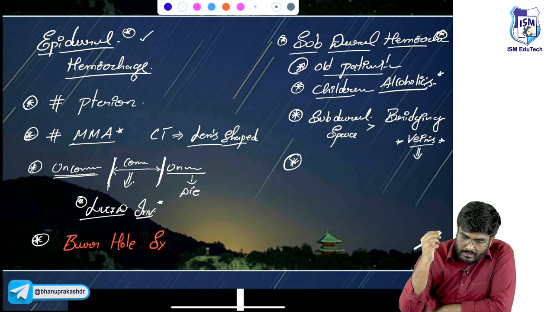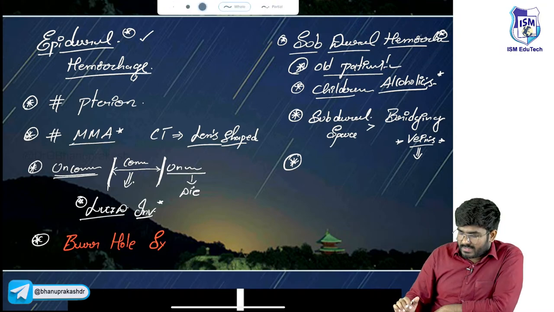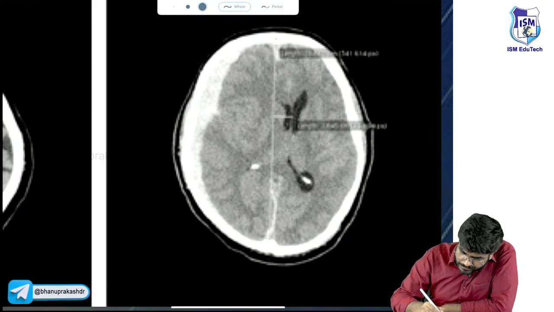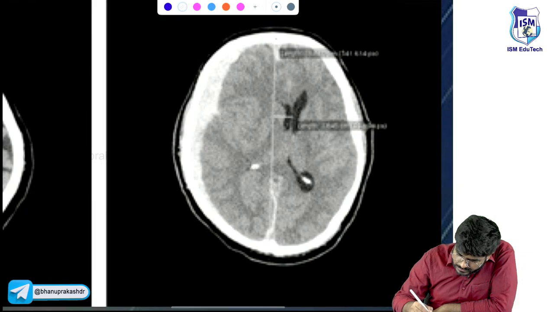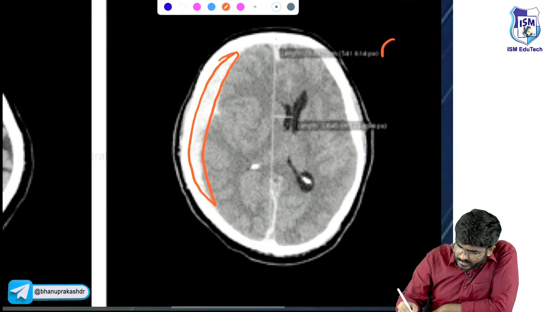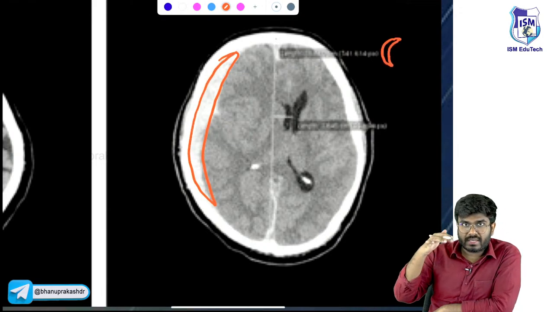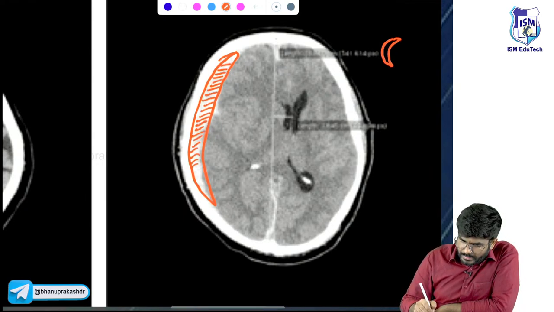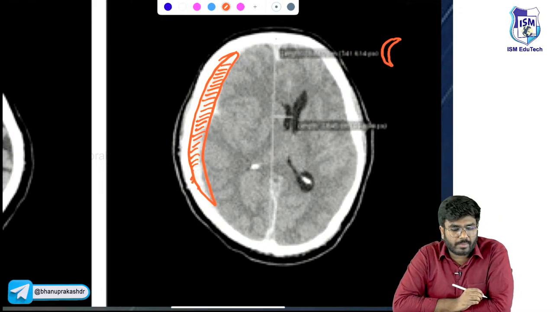So how is the hemorrhage going to look on the CT? See, in the CT, look here. This white area, white areas are the hemorrhages. See this white area. How is it looking? It almost looks like a crescent, right? The moon, the crescent. So crescent shaped hemorrhages are seen with subdural hemorrhage.